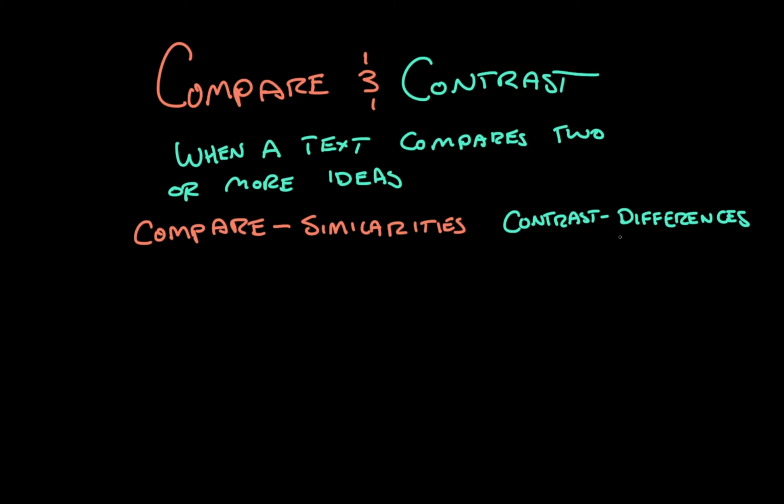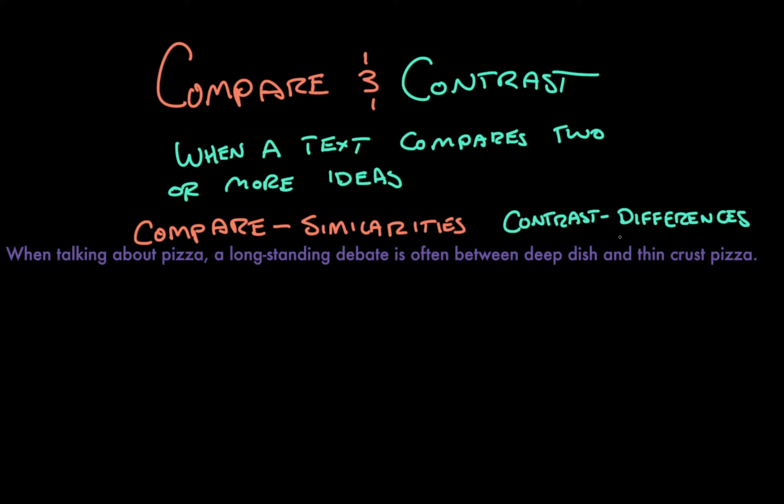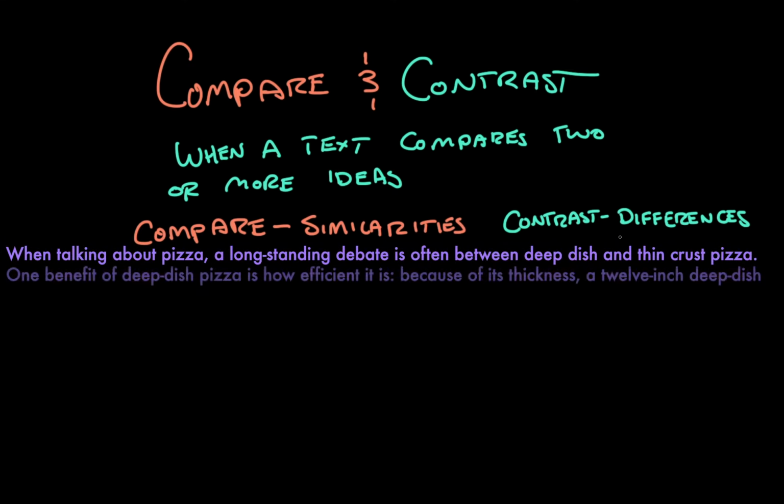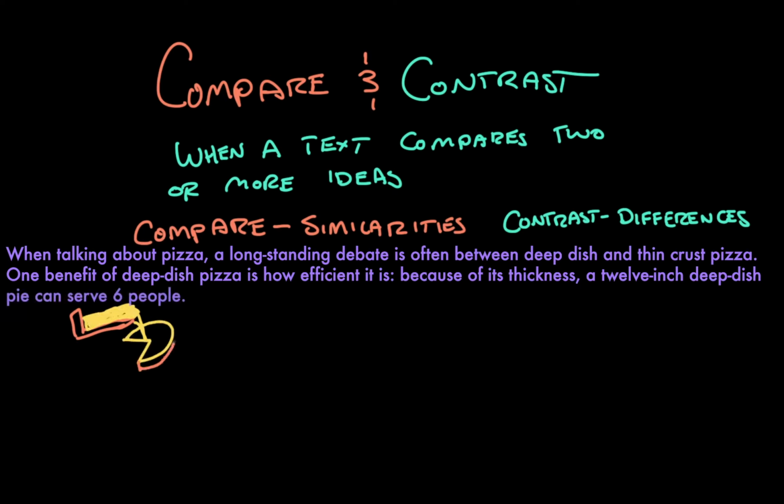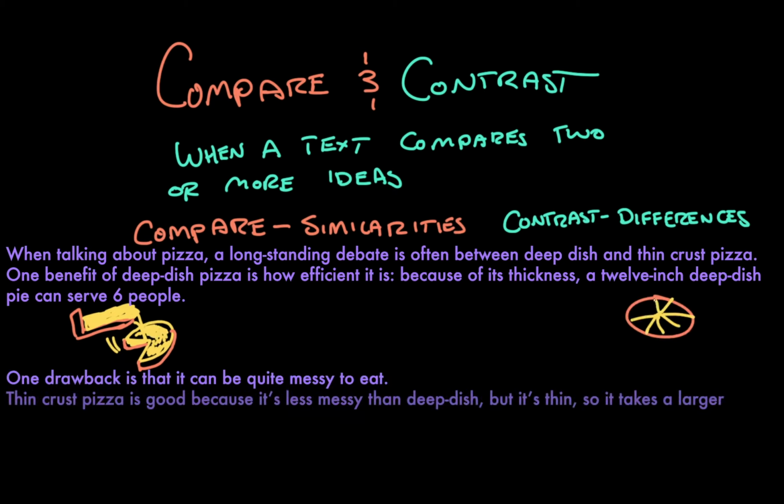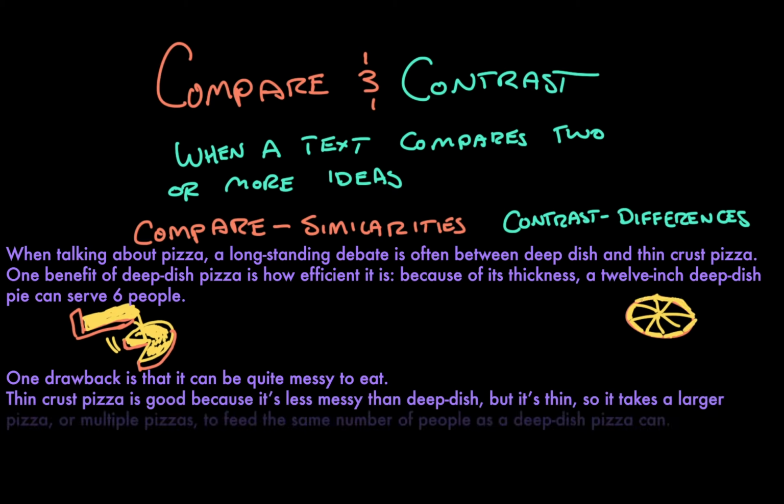Here's an example. When talking about pizza, a long-standing debate is often between deep dish and thin crust pizza. One benefit of deep dish pizza is how efficient it is. Because of its thickness, a 12-inch deep dish pie can serve 6 people. One drawback is that it can be quite messy to eat. Thin crust pizza is good because it's less messy than deep dish, but it's thin, so it takes a larger pizza or multiple pizzas to feed the same number of people as a deep dish pizza can.